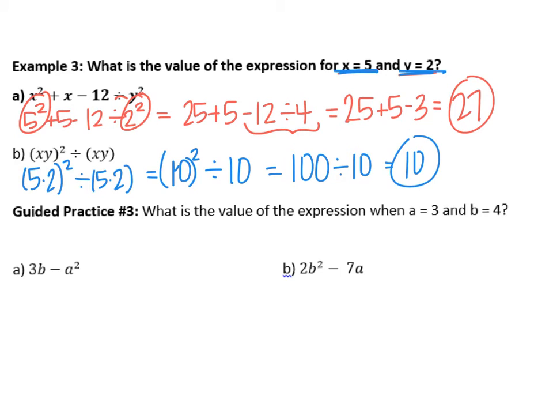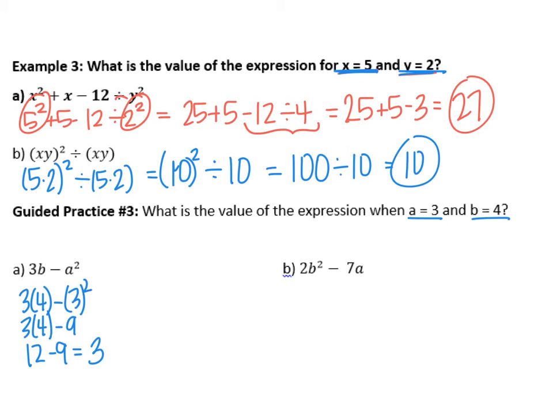All right, guided practice 3. Again, this is where I encourage you to pause it and try to do this on your own. All right, so everywhere you see an A, you're going to put in a 3, and everywhere you see a B, you're going to put in a 4. So that's going to be 3 times 4 minus 3 squared. Exponent's going to give me 3 times 4 minus 9. That's 12 minus 9, which is 3.